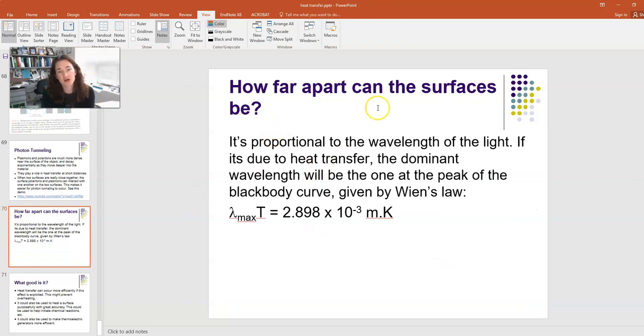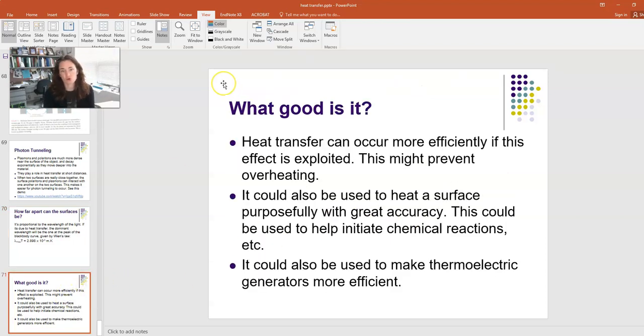So how far apart can the surfaces be and still have this effect in play? Well, it's proportional to the wavelength of the light that you want to tunnel through. If it's due to heat transfer, of course, the dominant wavelength is going to be the one at the peak of the black body curve given by Wien's law. So you have to consider, where's the maximum of my curve? What's that wavelength? Now, if the separation in between is on the order of that wavelength, then you've got to think about it, okay? So what good is this?